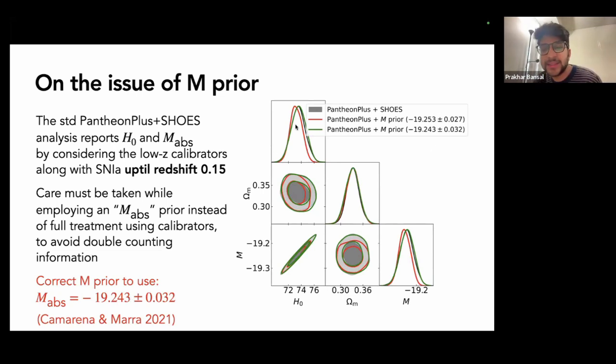As you can see in this contour plot, in black we have the complete data. In red we have the first M prior, which you directly get from the Pantheon plus SH0ES paper, and the second one is obtained from the demarginalization process. You can see that if you use the red one, then your error bars are slightly shorter, which again comes from the fact that you're double counting information. So the right prior to use is this one. Okay, so this was my final slide.